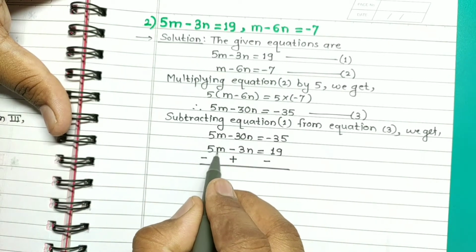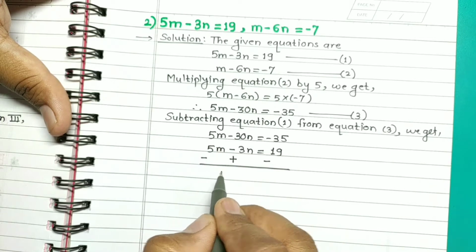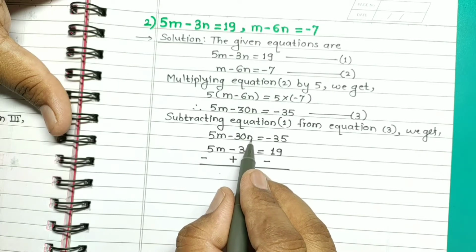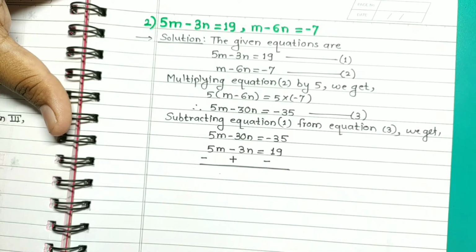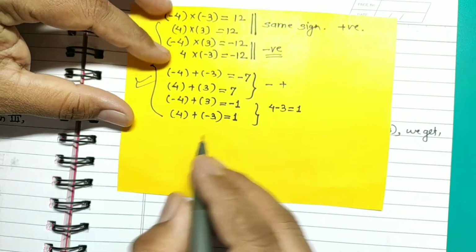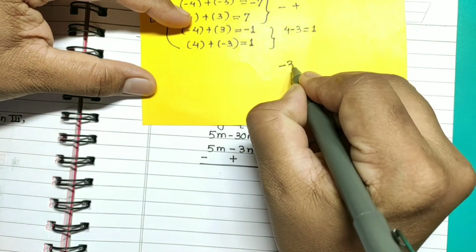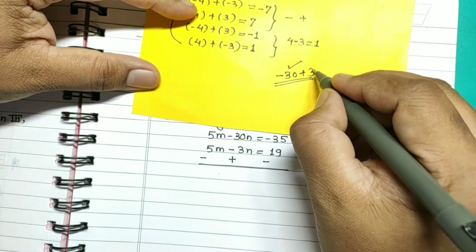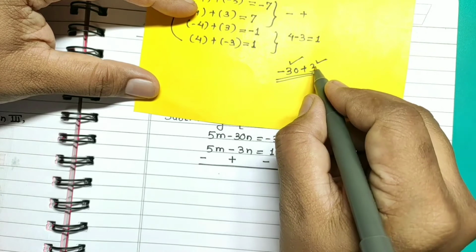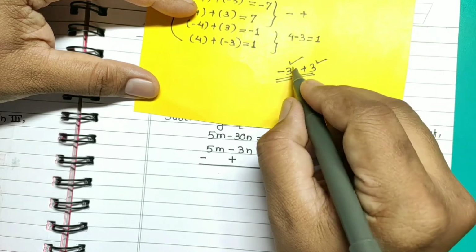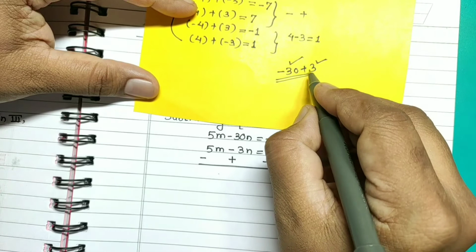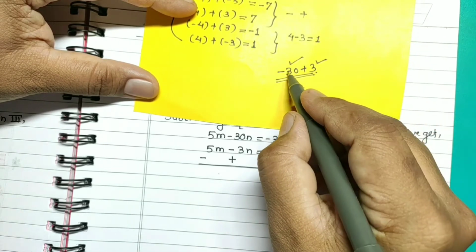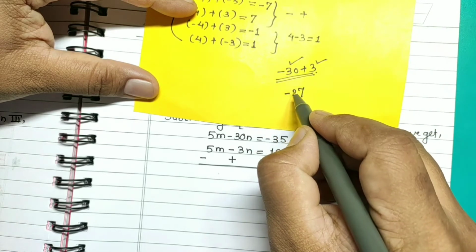So 5m minus 5m gets cancelled, it gives 0, and minus 30n plus 3n. See here, according to these rules, minus 30 plus 3. So here 30 is greater than 3, so you subtract 30 minus 3 here. Since both the numbers have opposite signs, you subtract the smaller number from the greater number. It will be 27, and you put the sign of the greater number on the result.